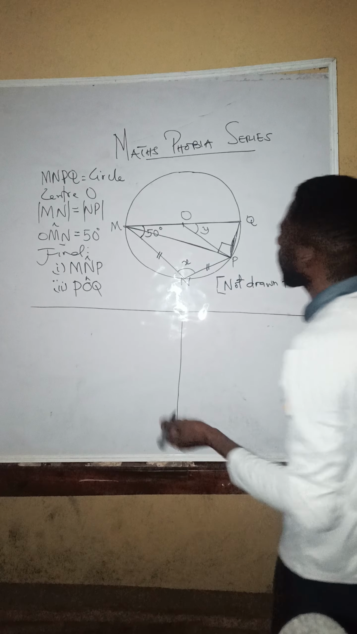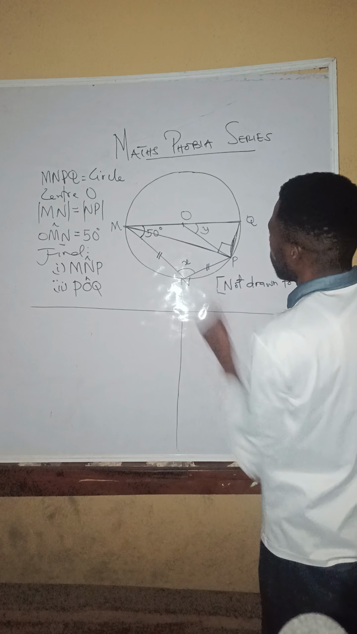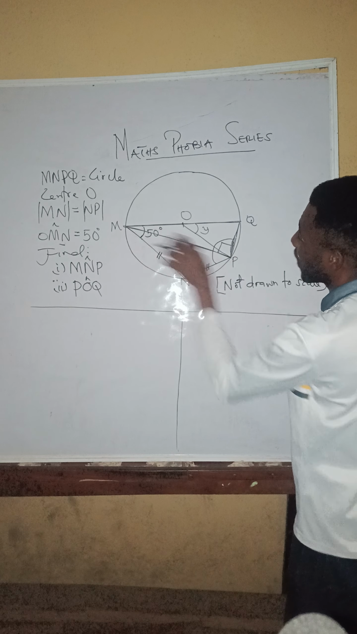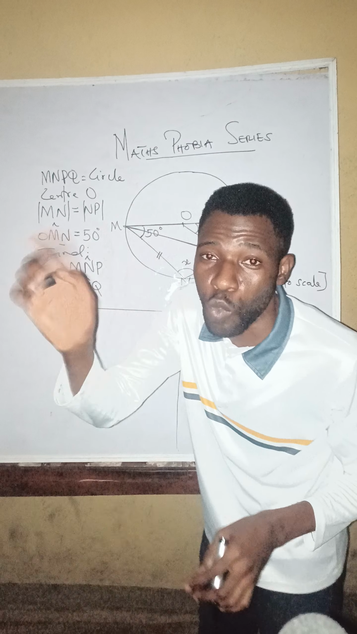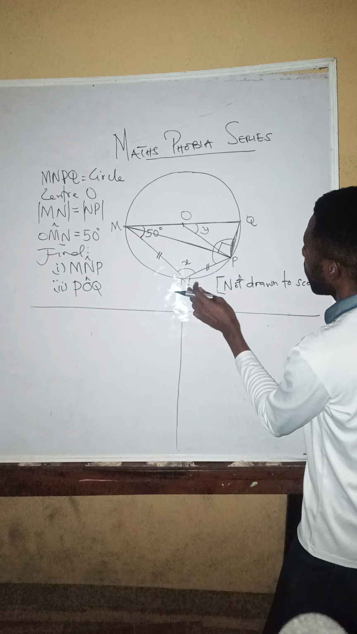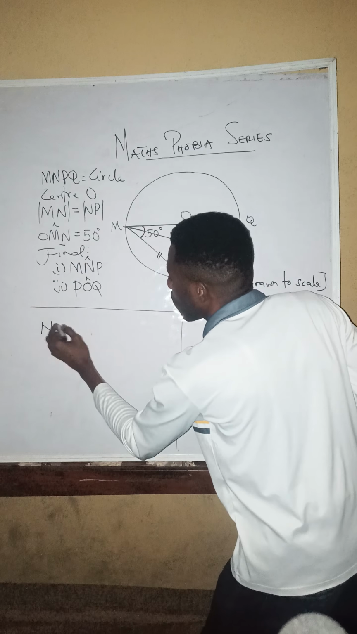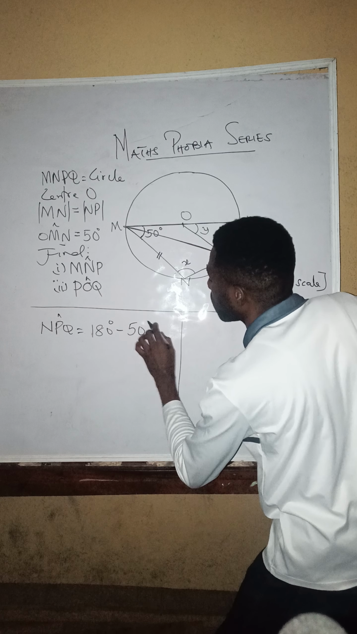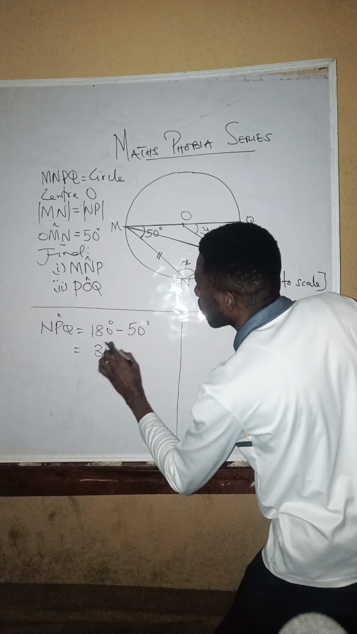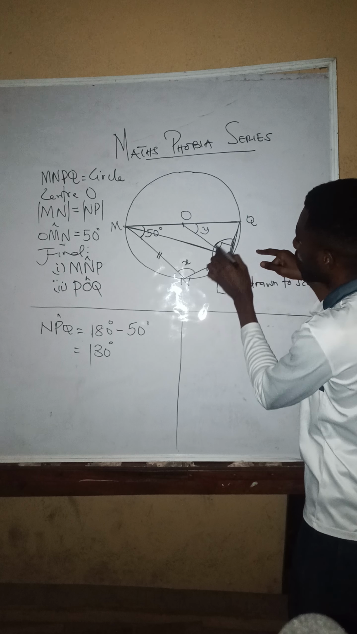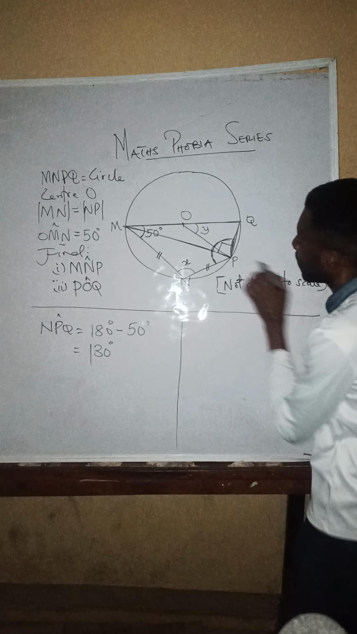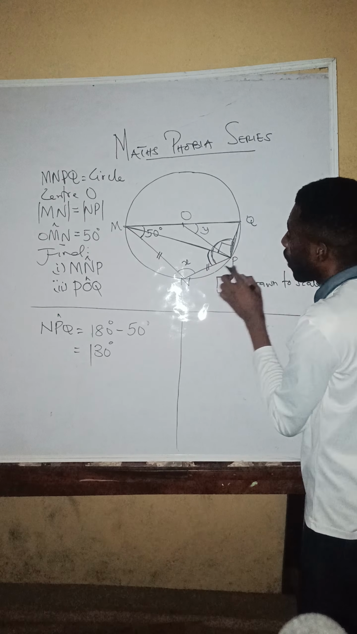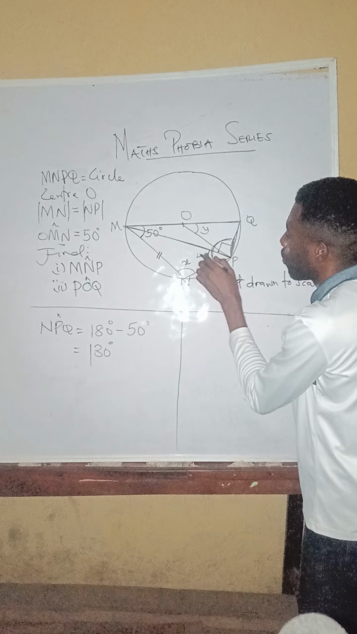Now, where do we start from? Here is 50, meaning that opposite angles of a cyclic quadrilateral are supplementary. They sum up to 180. It means this angle, NPQ, follow me, is going to be 180 degrees minus 50 degrees, and that will be 130 degrees. Now the whole of this side is 130, and just this side is 90 degrees, meaning this small side will be 130 minus 90.